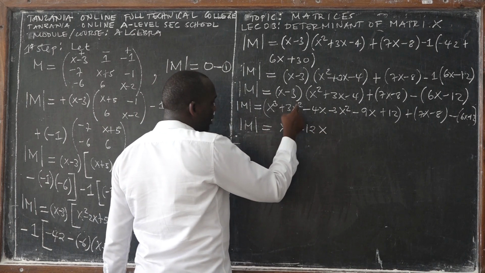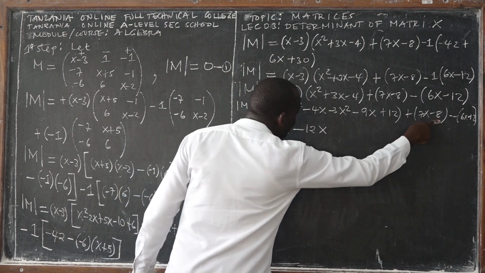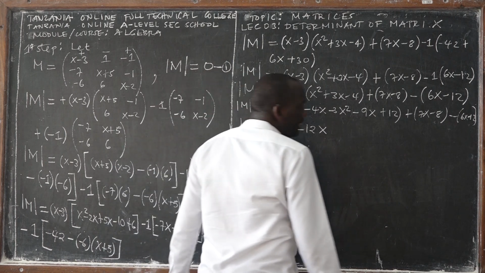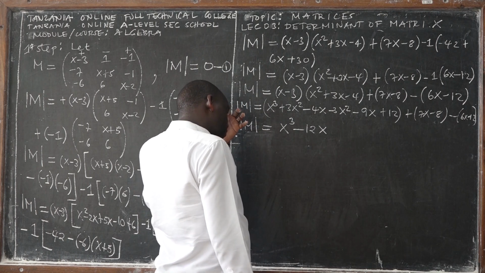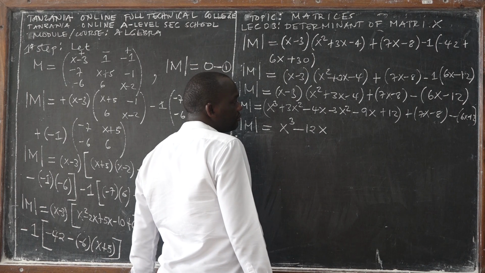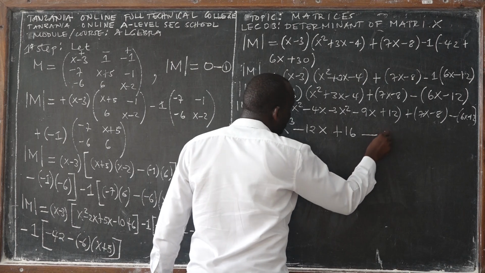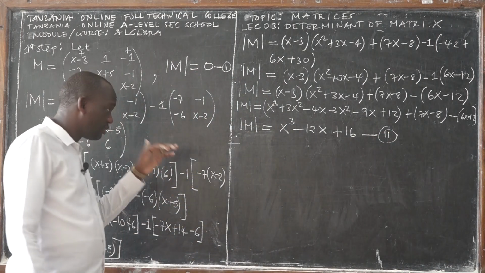So we are done with this one, and this one, and this one. Then 12 minus 8 is 4. Then negative times negative 12 is positive 12. So 4 plus positive 12 is 16. This will be our equation 2. That's what you have been looking for.